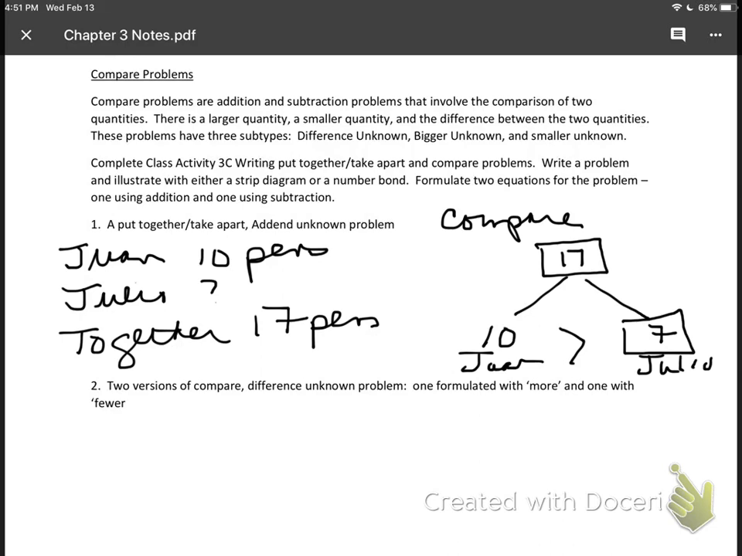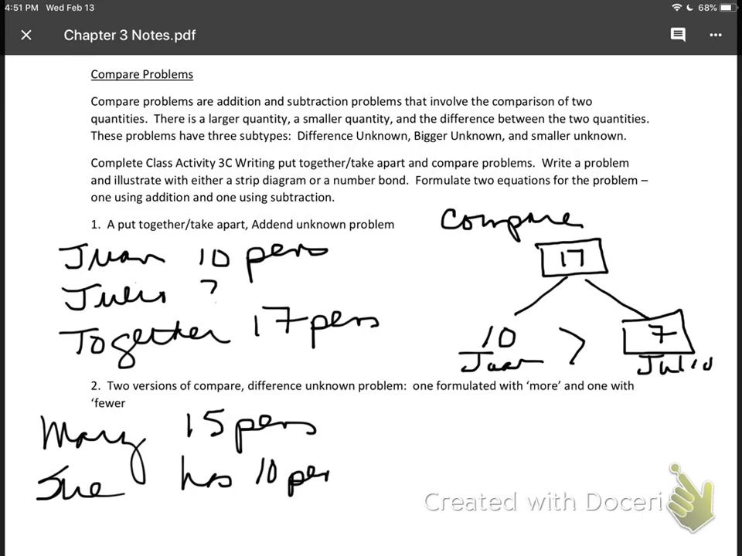Okay, so I'm going to say Mary has 15 pens. Sue has 10 pens. So how many more pens does Mary have? Okay, so let's think about that. If Sue has 10, plus some other number will give me the 15 that Mary has. So it looks like I want to say that Mary has 5 more than Sue.